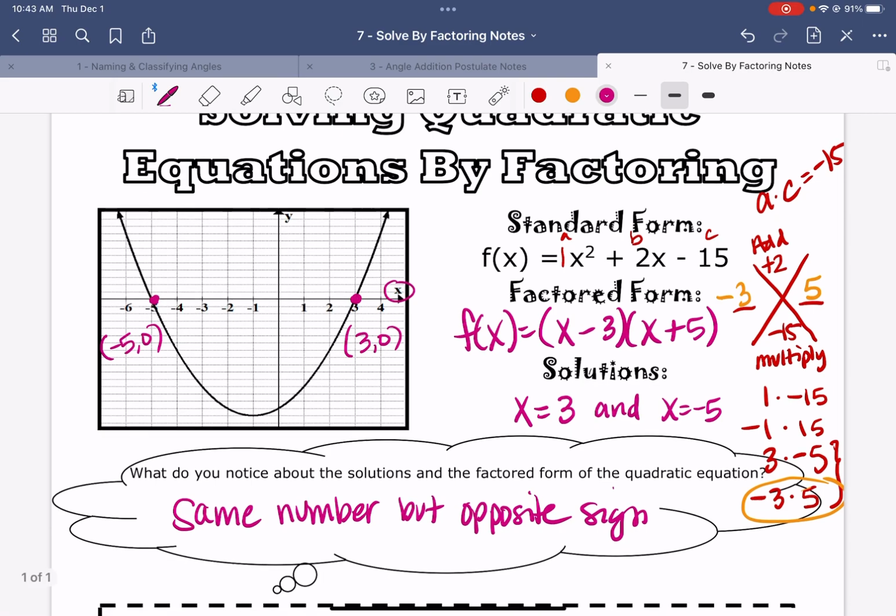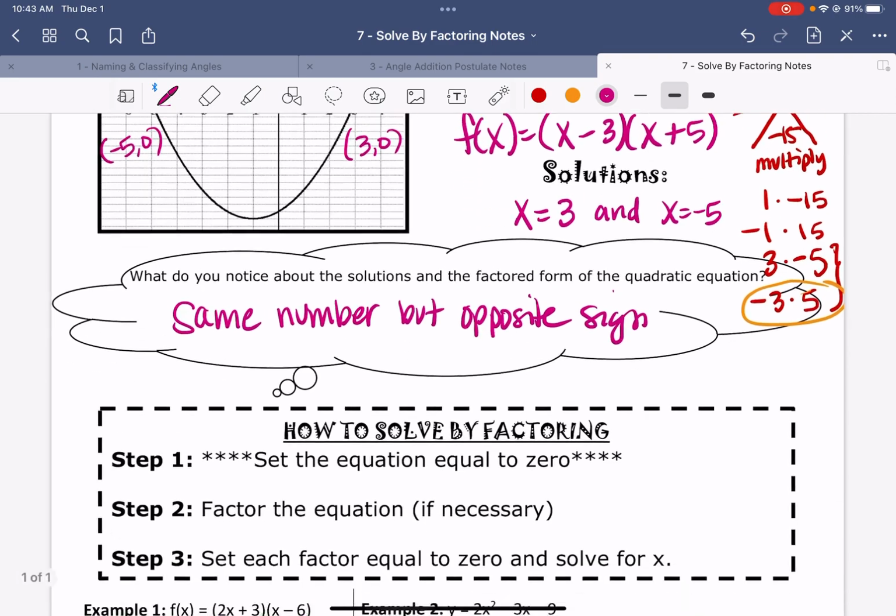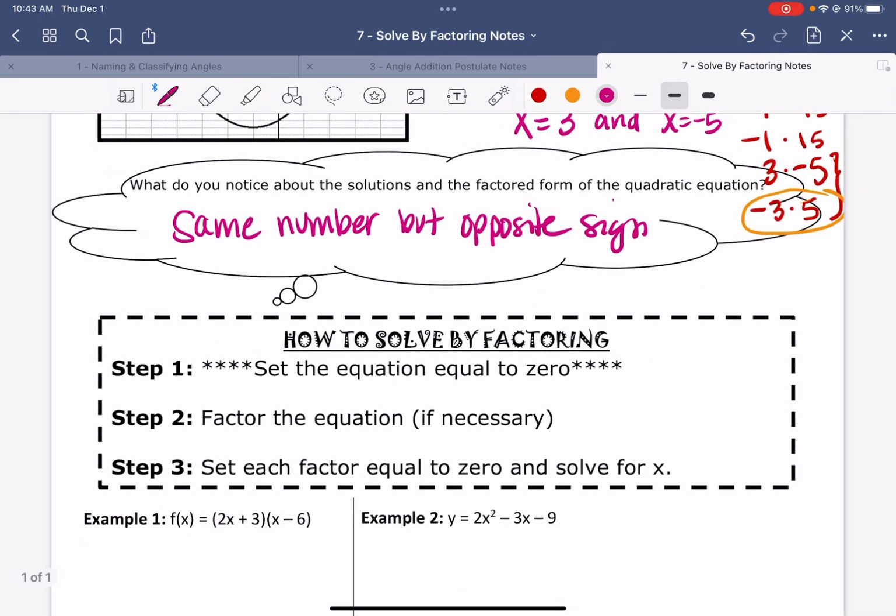Okay, so let's practice this. Let's figure out how we can do this without having a graph. So here's our steps. It's 2 steps. First one is the equation has to be set equal to 0. All right, so when we look at the paper from yesterday, the practice paper, there were no equal signs. We were just factoring. So now we're going to have some equal signs. So it has to be set equal to 0.